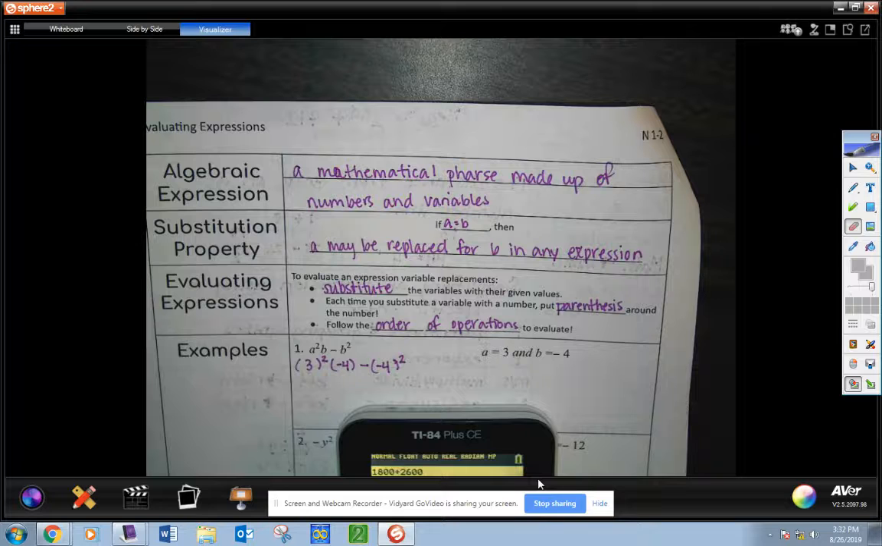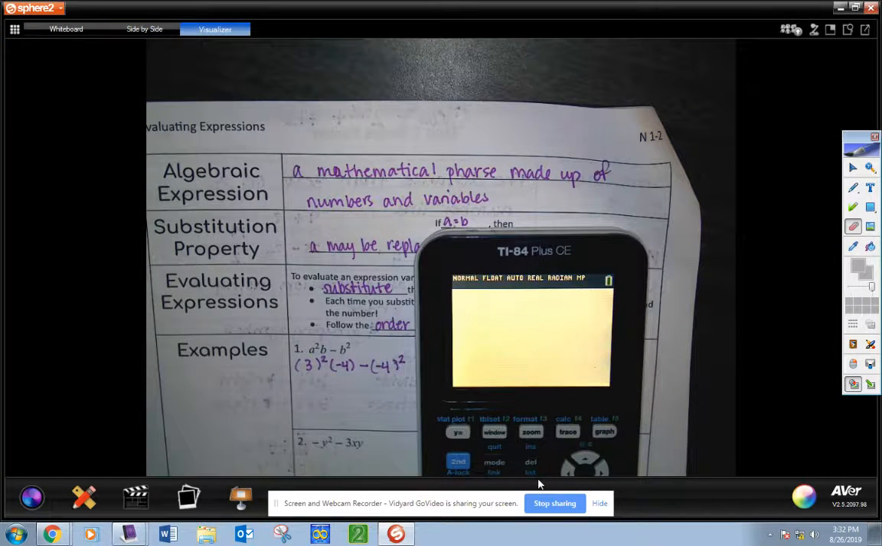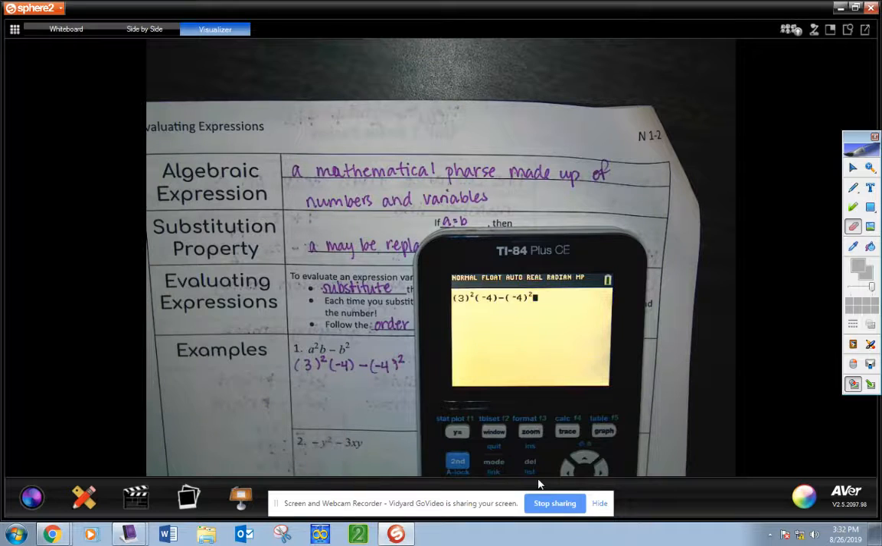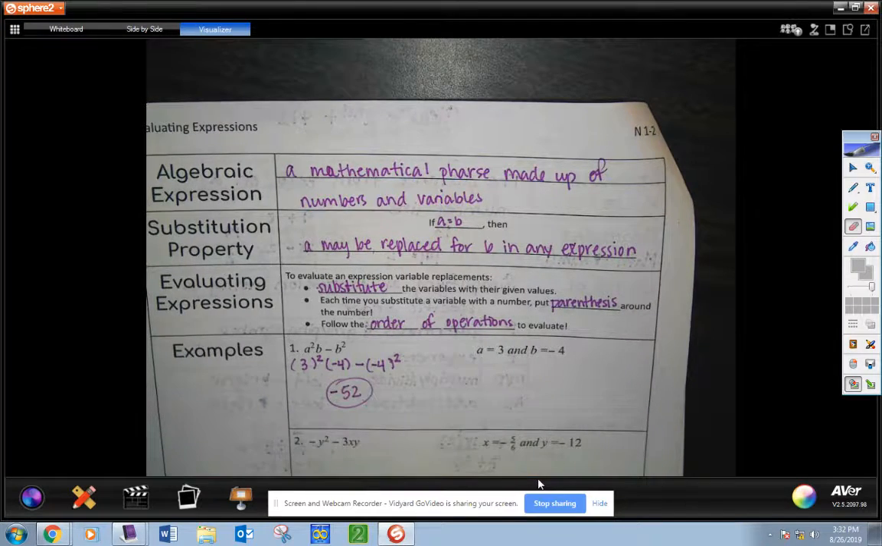Now I can just grab my calculator. So there's my calculator screen so you can see it. You're going to do parentheses 3, close, and then square it. Parentheses negative 4, close, minus parentheses negative 4, and square it. So we're going to type it the exact way we wrote it. Hit enter, and my answer is negative 52. We're done, we move on.